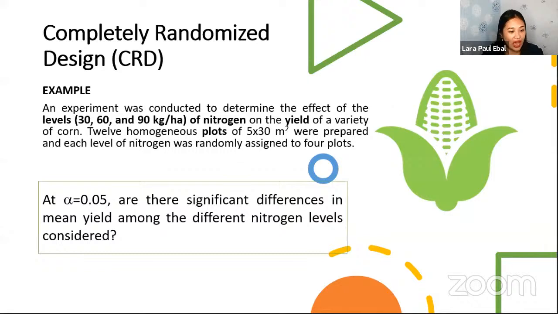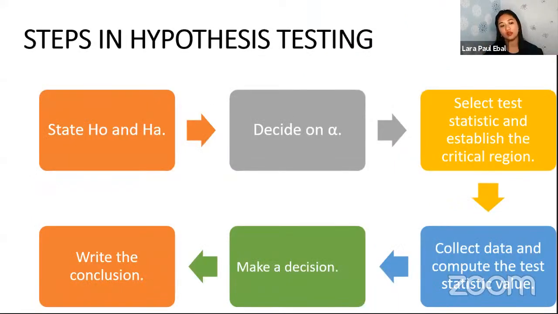Now, we have this question. At alpha 0.05, are there significant differences in the mean yield? So we're talking about comparing the means, mean yield among the different nitrogen levels considered. So how do we answer that? We have to recall the steps in order to answer that question.